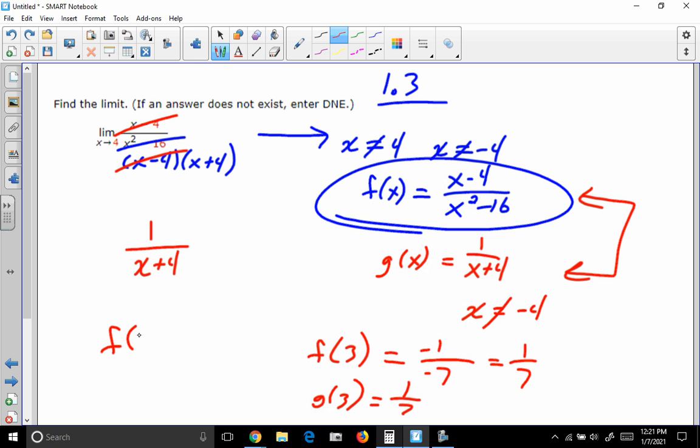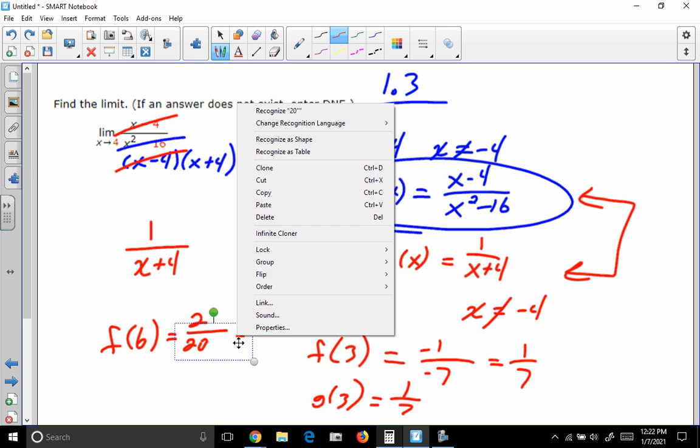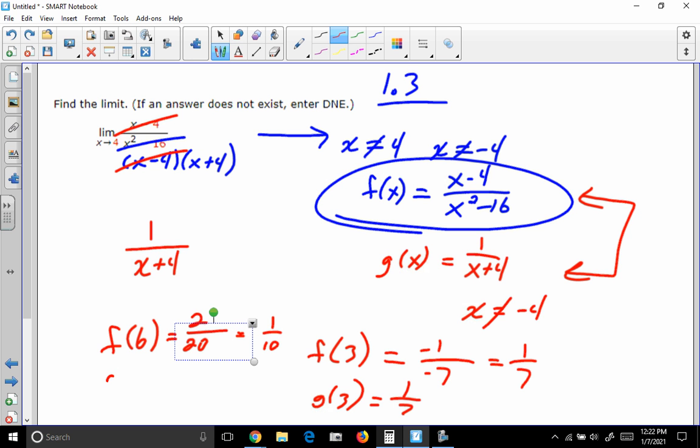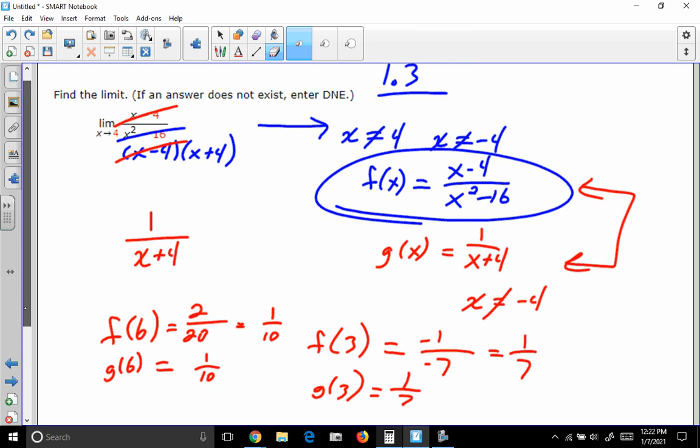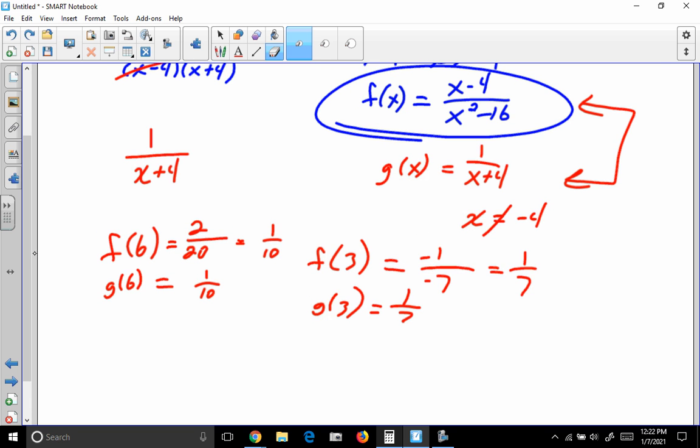We plug in 7, or let's say 8. 8, that's a little bit big to do off the top of our head, so let's pick something smaller. We plug a 6 in. For f, 6 minus 4 is 2. 6 squared is 36 minus 16, which is 20, so that reduces to 1 over 10. Well, for g, we get 1 over 6 plus 4, so we get the same thing. So these two functions are equivalent. They are of equal value everywhere except where they're undefined.